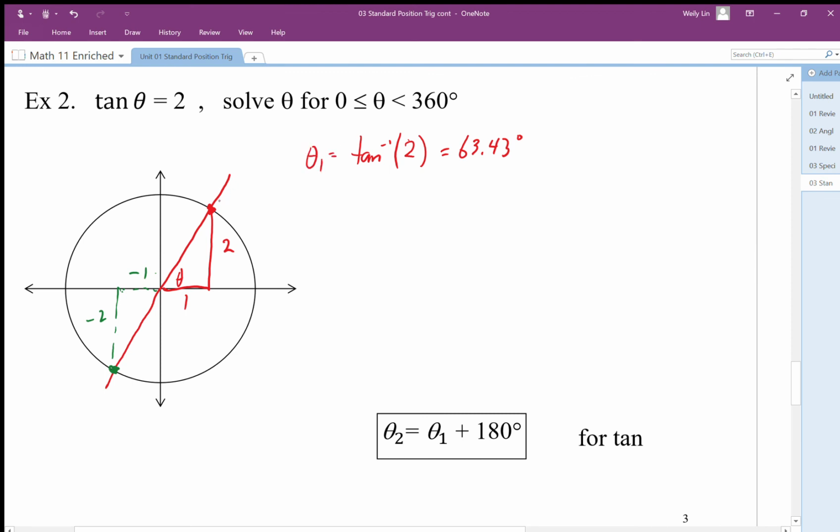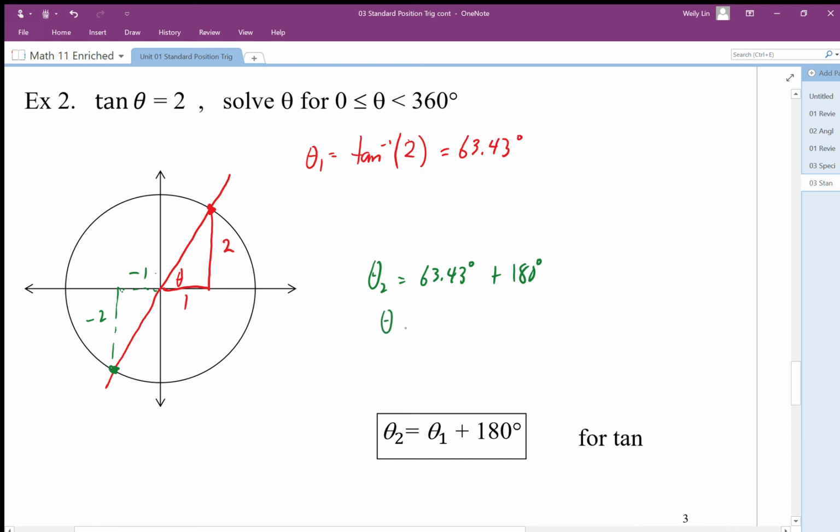Now this is not folding symmetry. This one has rotational symmetry. So if I go to the other side of the circle, which is how I will get the other point through that slope, that's going to be the same as adding or subtracting 180 degrees. So if I want to find θ2 in this case, I'm going to start at my 63.43 degrees, and I'm going to go to the other side of the circle. So I'm going to add 180. This is where this formula comes from.